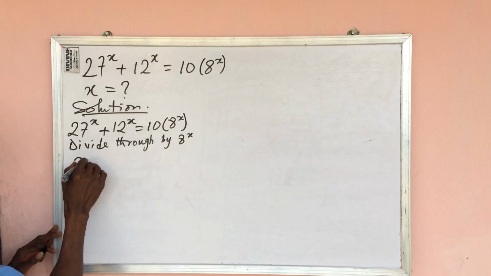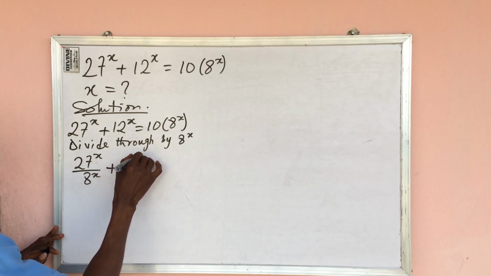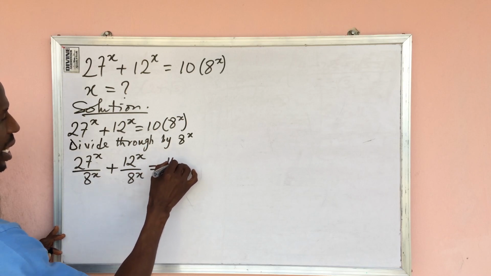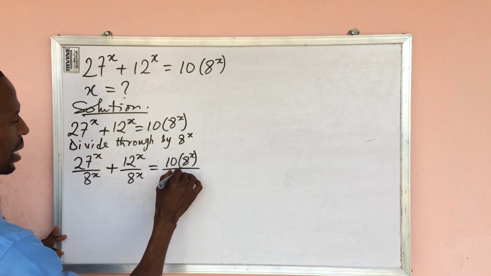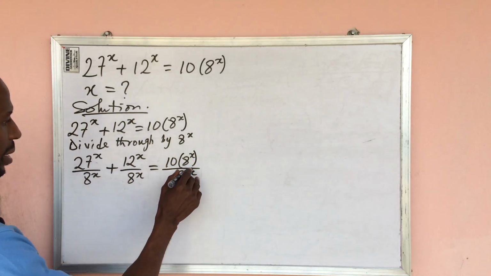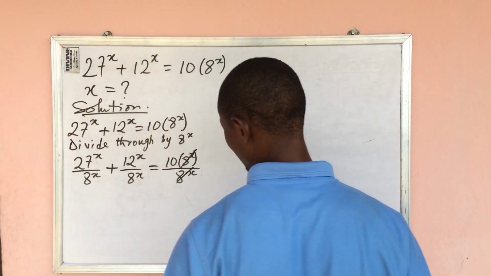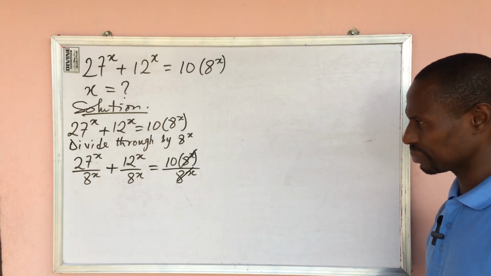And so we're going to have 27 to the power of x all over 8 to the power of x plus 12 to the power of x all over 8 to the power of x equal to 10 into 8 to the power of x all over 8 to the power of x. Of course, 8 to the power of x will take care of 8 to the power of x, and here we are left with 10 on the right-hand side of our equation.